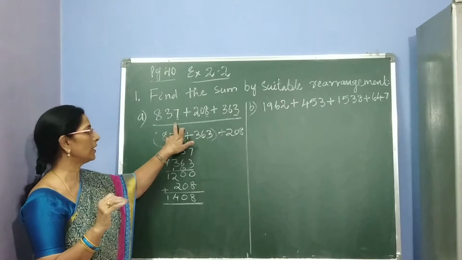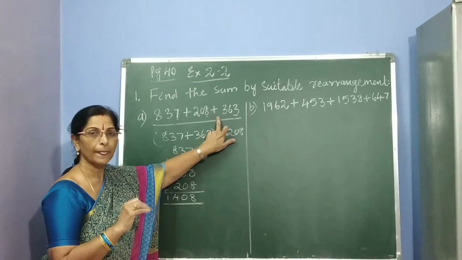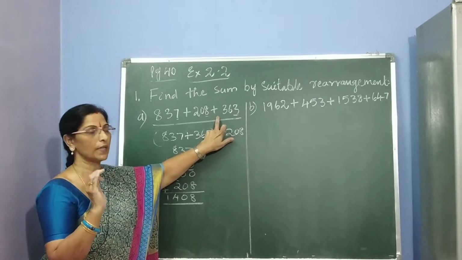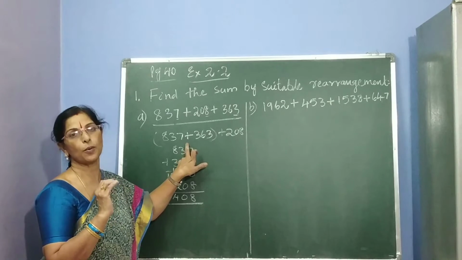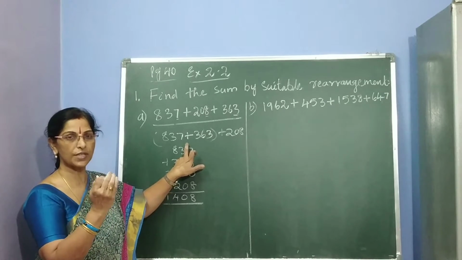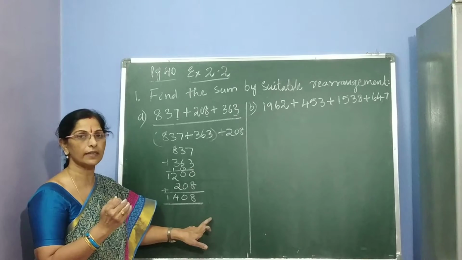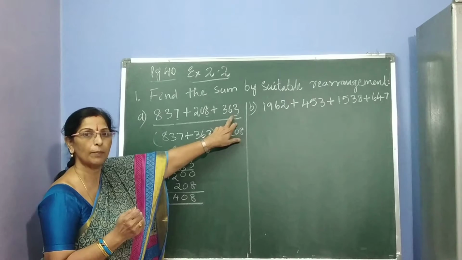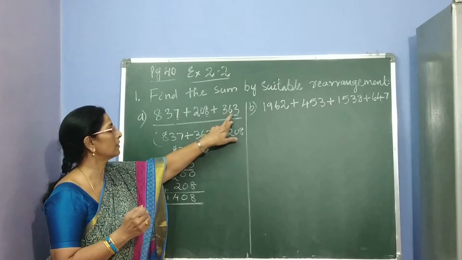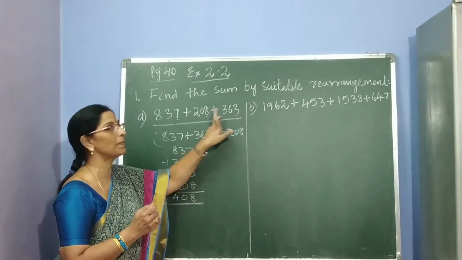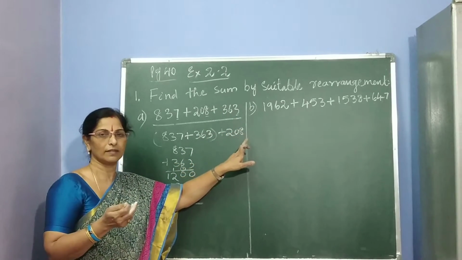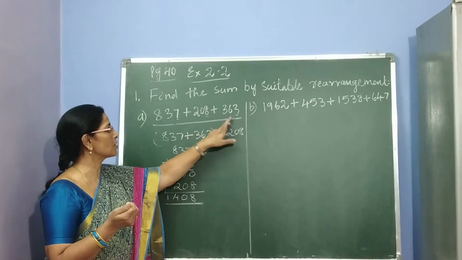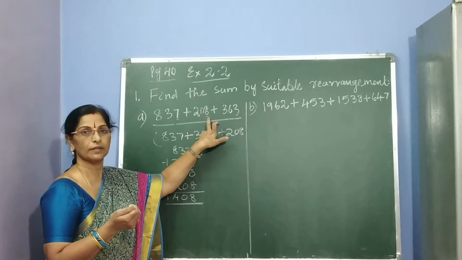Find the sum by suitable rearrangement. The numbers were given in this order already. Now we have to change them by using the properties. Here we can use the associative property, and by using it we can find the sum easily. Go through the last digits of the numbers, 7, 8, 3. 7 plus 3 is 10, so it is very comfortable to add. Add these two numbers, then add the third number, 208.